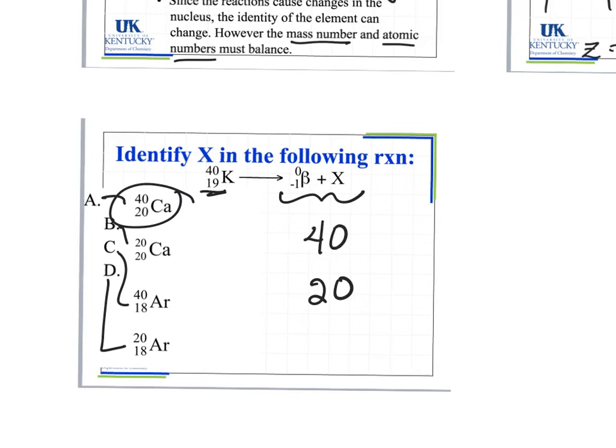And then you look at a periodic table and you say, well, what element has the atomic number of 20? And that is calcium. So that's how you balance nuclear reactions. In terms of the process, it is not very difficult.